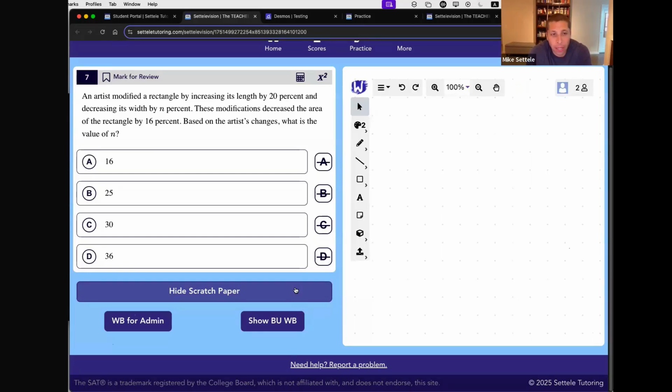Now, there are ways to do this algebraically, but I like to avoid algebra. If you give it a read: an artist modified a rectangle by increasing its length by 20% and decreasing its width by n%. These modifications decrease the area of the rectangle by 16%. Based on the artist's changes, what is the value of n? Well, if you've got some ideas, run with it.